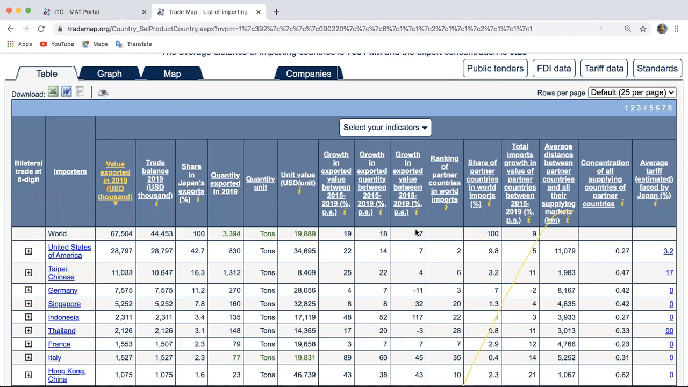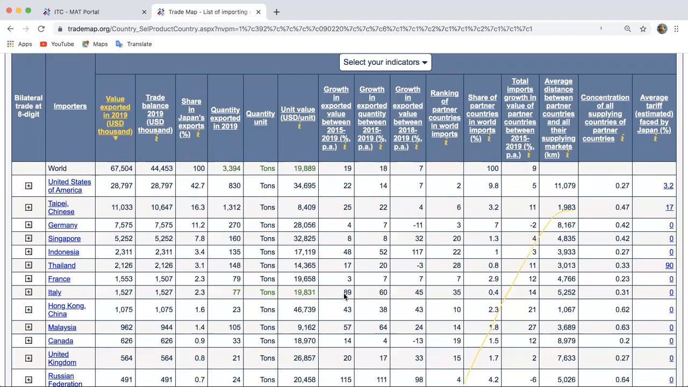However, we see that the growth in value between 2018 and 2019 has gone down a little bit. It's still growing very steadily at 7%, even though in the last 5 years on average it was 19%. So it's growing a little slower, but the country is still doing very well. We can see that most of its target markets are also growing very well.